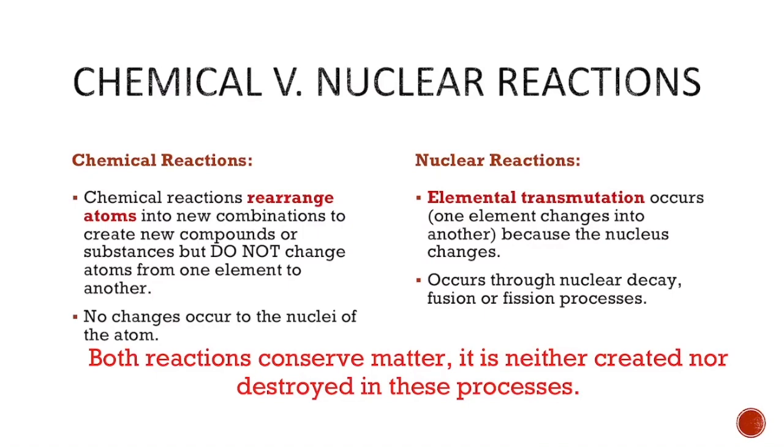But in a nuclear reaction, we have what's called elemental transmutation occurring. This is where one element actually changes itself into another element after it experiences some kind of nuclear event. These elemental transmutations can occur through either nuclear decay or fusion or fission processes. We're going to talk about nuclear decay in this video, and then for the next building block, we'll talk about fusion and fission. But no matter what type of reaction we're dealing with, all reactions are going to conserve matter. And so matter is not going to be created or destroyed in these processes.